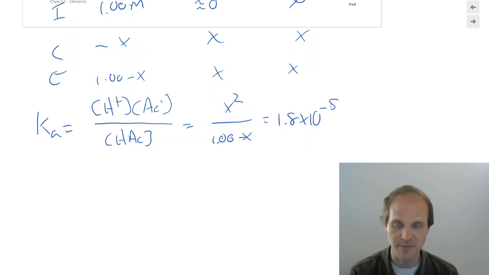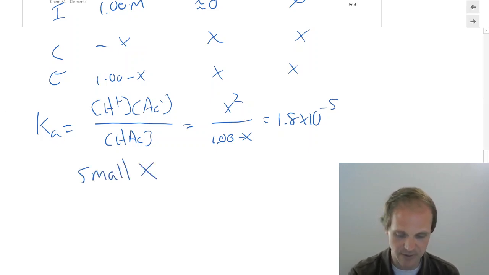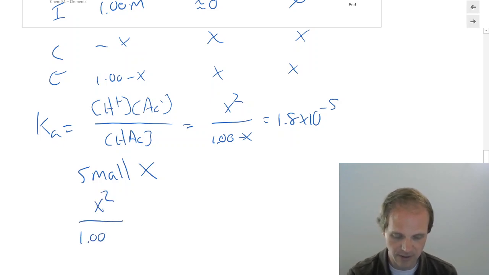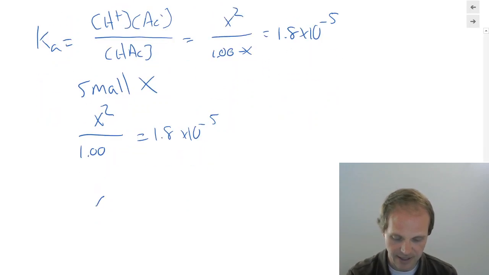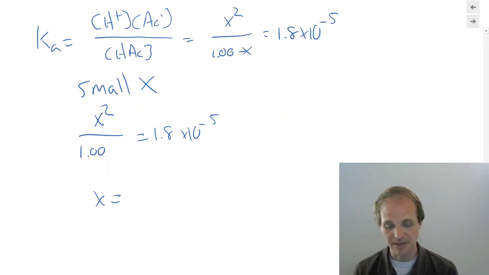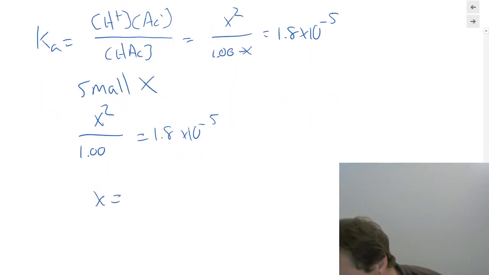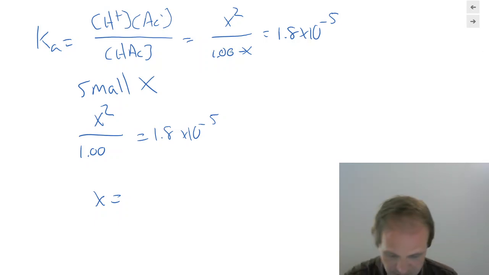We'll do that this time. We'll make sure to check our assumption. Okay, so always state your assumption. Don't just do it. Say, I'm going to make the small x assumption. I get x squared over 1.00 is equal to 1.8 times 10 to the minus fifth. And I get that x equals the square root of 1.8 times 10 to the minus fifth, which is 4.2 times 10 to the minus third.